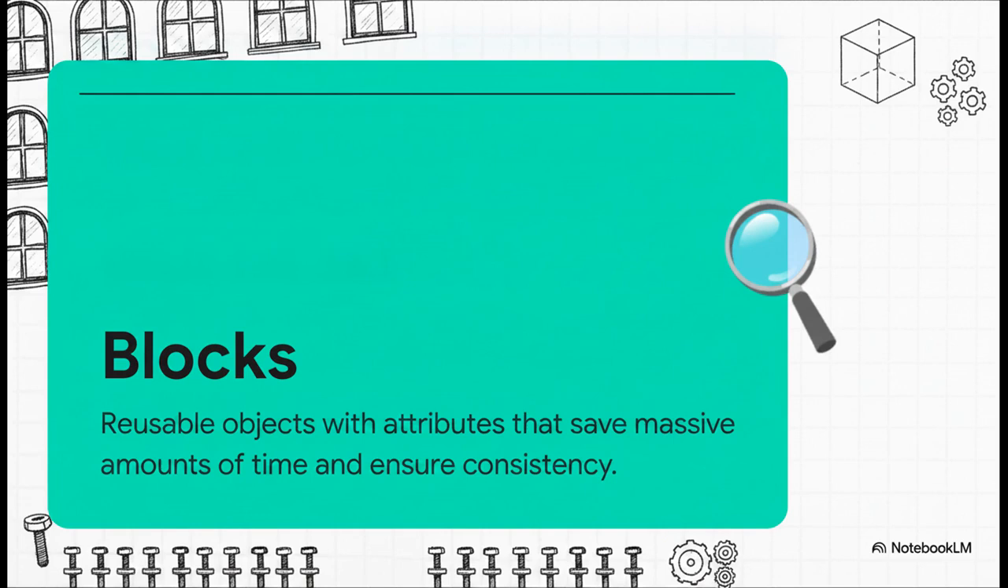And to maximize productivity even further, drafters use a brilliant feature called blocks. Basically, blocks are reusable objects that contain specific attributes. Imagine you need to place the exact same complex window in a floor plan 50 times, or maybe the same standardized bolt in an assembly drawing. Instead of redrawing it every single time, which would literally take forever, you just insert the block. It saves massive amounts of time and guarantees total consistency.